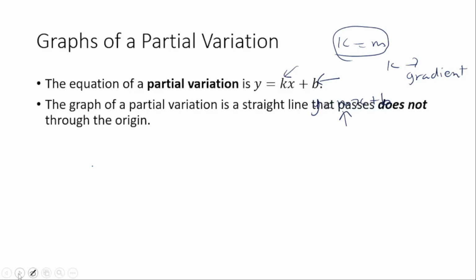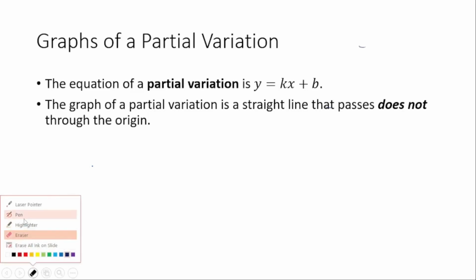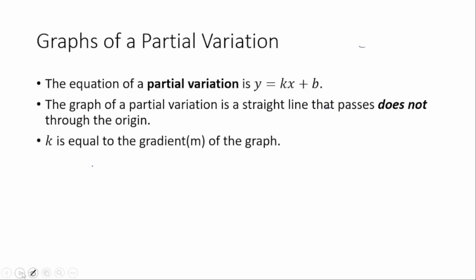So the graph of the partial variation, let me rub out that stuff. Okay, so what are we saying in the second point? We're saying it does not pass through the origin. This is what's supposed to be rammed into our brains. If we're looking at the partial variation, it should not pass through the origin. If it's passing through the origin, we're talking about the graph of a direct variation. So k is equal to the gradient of the graph. b is equal to the y-intercept.